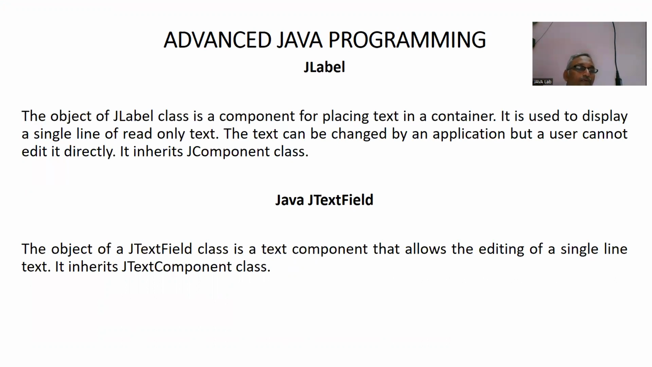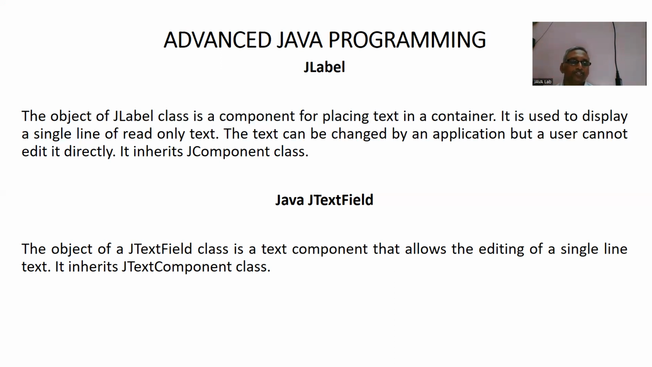These are the commonly used constructors. JLabel() creates a JLabel instance with no image and with an empty string for the title. JLabel(String s) creates a JLabel instance with the specified text. JLabel(Icon i) creates a JLabel instance with the specified image.